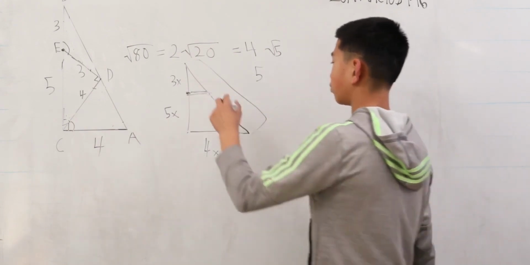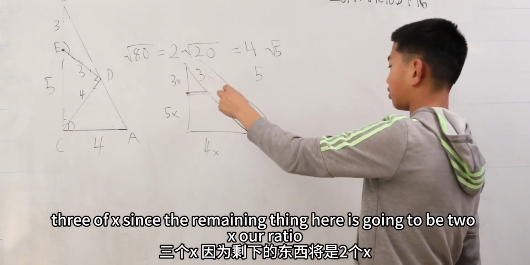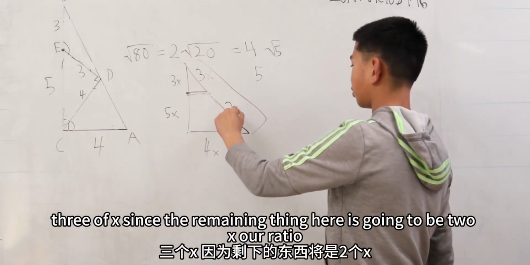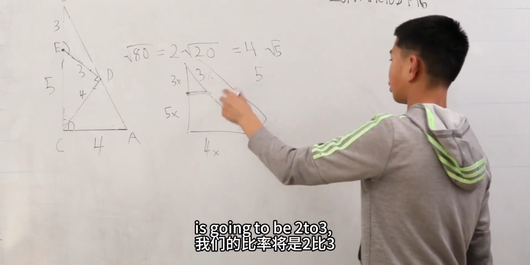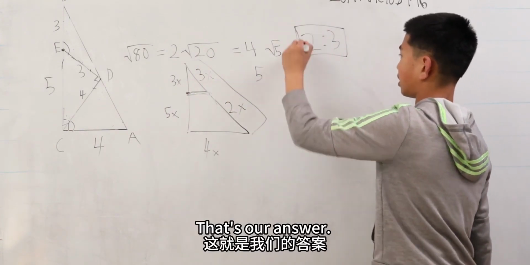When we solve that, this is going to be essentially 3 of something, 3x. And since the remaining thing here is going to be 2x, our ratio is going to be 2 to 3, or 3 to 2, whatever you want to call it. That's our answer.